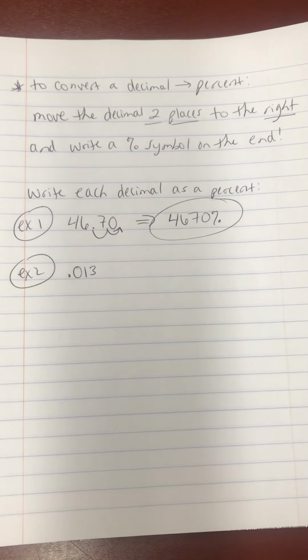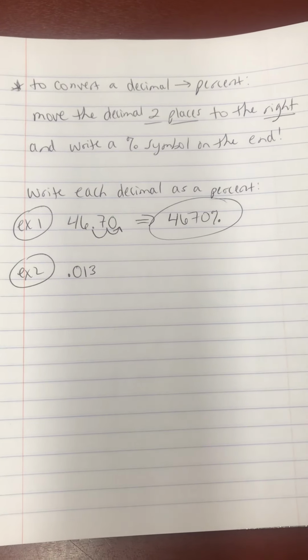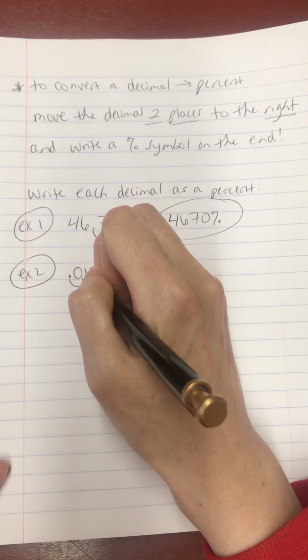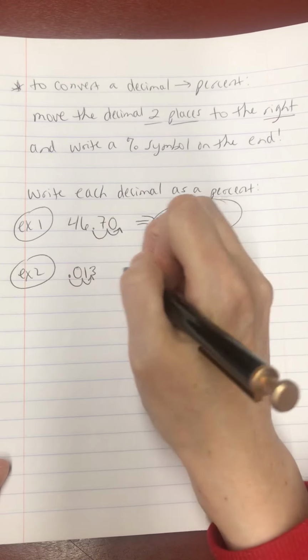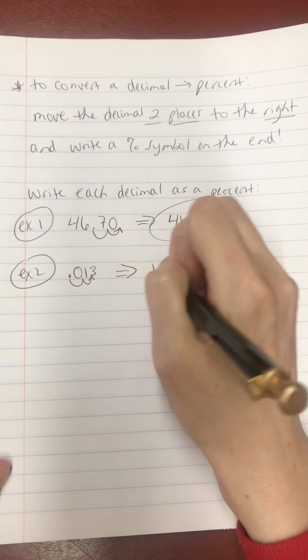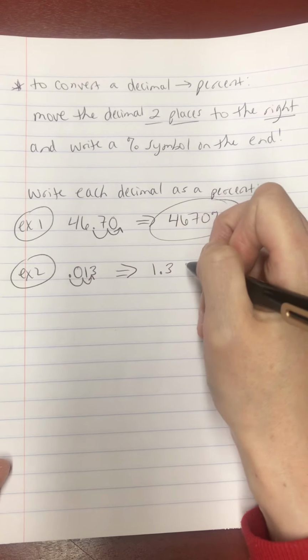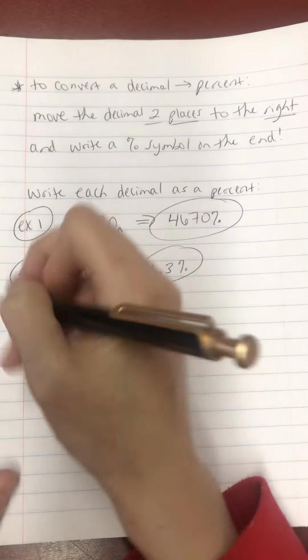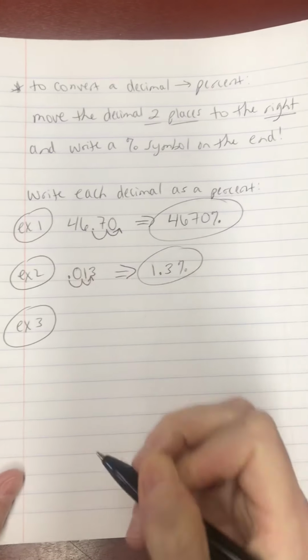Okay, so this one is 0.013. And so again, we're going to move the decimal 2 places to the right because we're writing these as percents. So it ends up right there, right in between the 1 and the 3. So your final answer is 1.3, and then of course, tack on that percent symbol. All right, let's do one more.